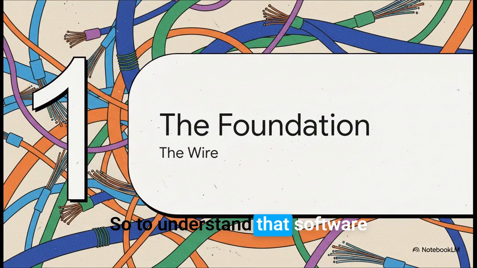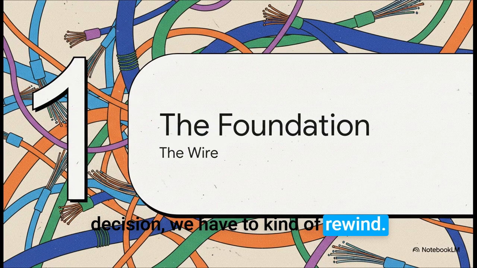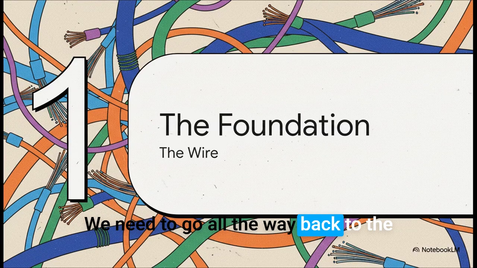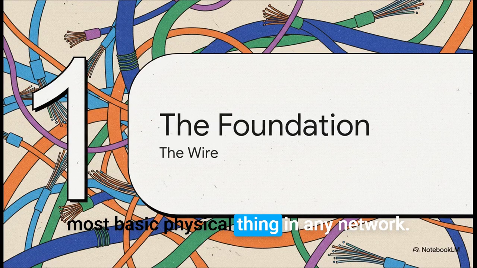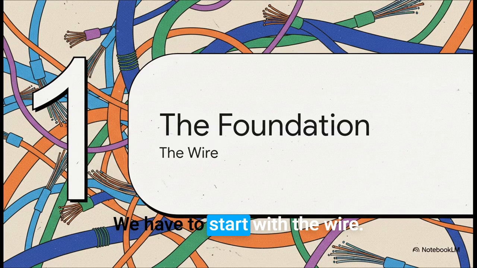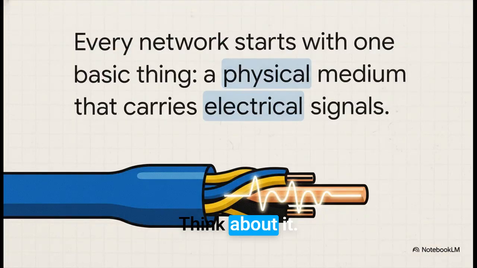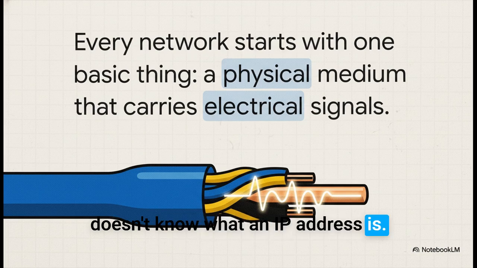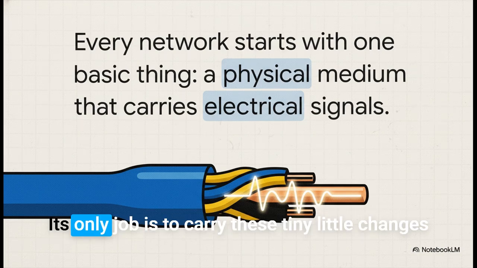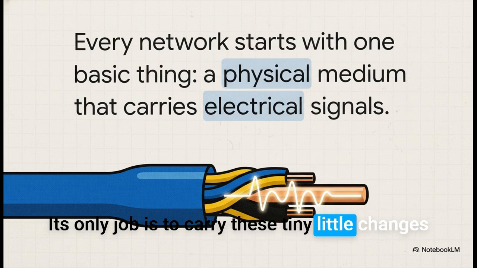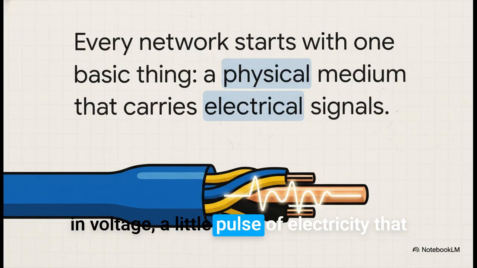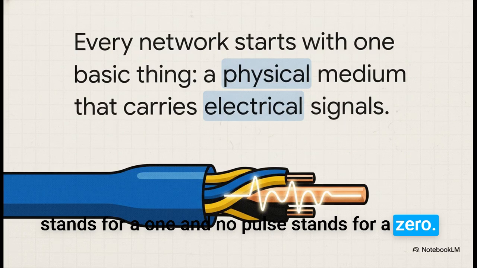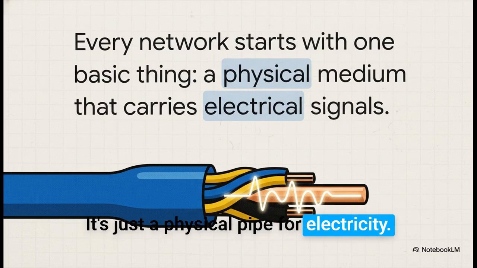So to understand that software decision, we have to kind of rewind. We've got to forget about software completely for a minute. We need to go all the way back to the most basic physical thing in any network. We have to start with the wire. Think about it. A simple piece of copper wire doesn't know what an IP address is. It doesn't care about your email. Its only job is to carry these tiny little changes in voltage, a little pulse of electricity that stands for a 1, and no pulse stands for a 0. That's it. It's just a physical pipe for electricity.